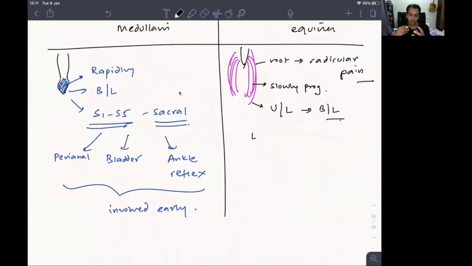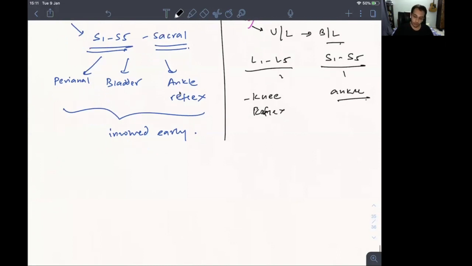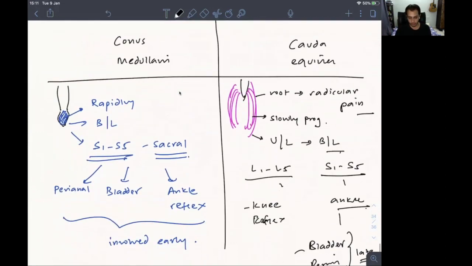And second, the areas of involvement are your lumbar fibers and your sacral fibers. So the involvement will cover everything from your lumbar to your sacral, but depending on where the lesion is, those fibers will get involved first. So your lumbar fibers will have your knee reflex, and your sacral will have ankle reflex. But because it is slow, your bladder involvement and perianal sensation loss will be late. Okay, so these are the main differences between your conus medullaris and cauda equina.